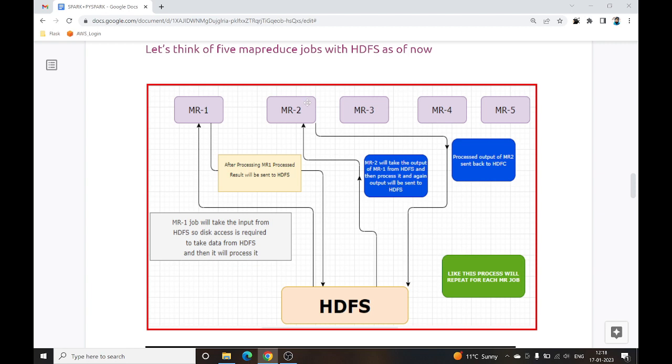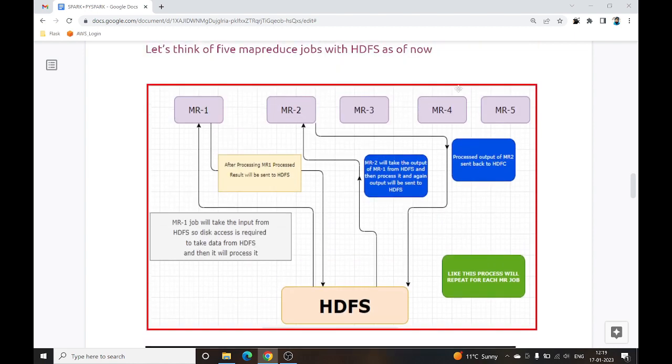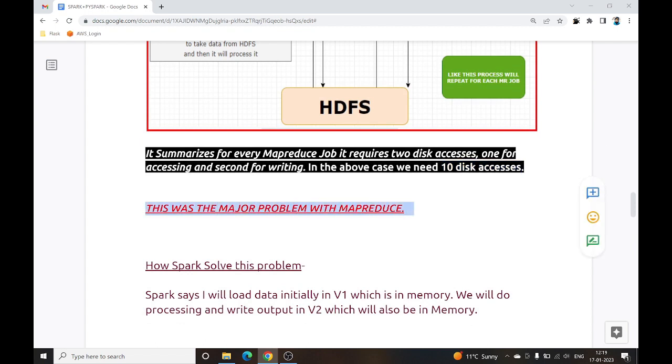Now again MapReduce 2 will process the data and send the processed data to HDFS again. This process will happen in each and every MapReduce job, and it will repeat for each job. To summarize, every MapReduce job requires 2 disk accesses: one for accessing the data, and after processing, one for writing the data back in HDFS. So if we have 5 MapReduce jobs, then we require 10 disk accesses. This was the major problem with MapReduce.